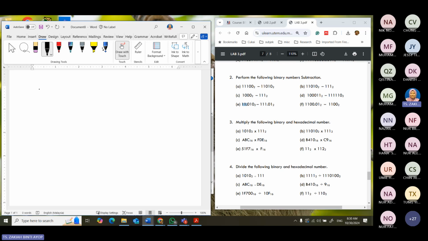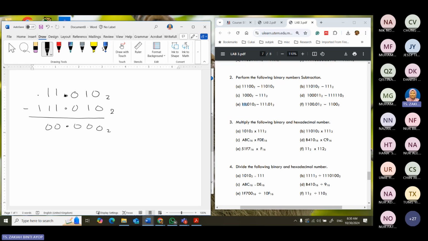The previous group, I asked them to do something like this: 11.010 base 2, and then 111.01. So you just subtract it as usual. You just negative 8 like that, and then you just subtract it. So 0, 0, 0. Okay, and then 1 minus 1 is 0, 1 minus 1 is 0.